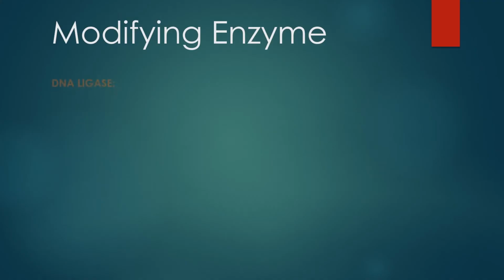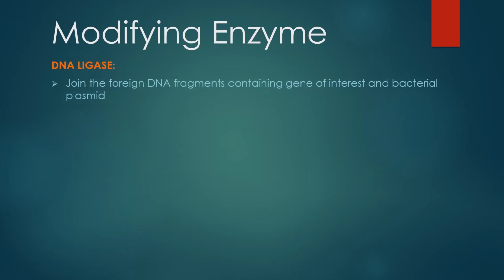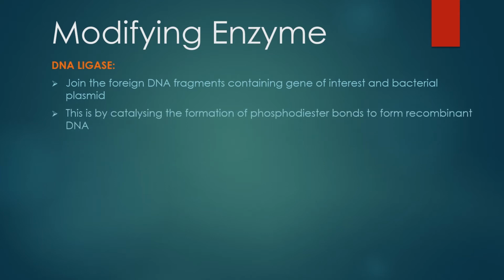Modifying enzyme. The first one is DNA ligase. DNA ligase joins the foreign DNA fragment containing the gene of interest and a bacterial plasmid. This is by catalyzing the formation of phosphodiester bond to form recombinant DNA.